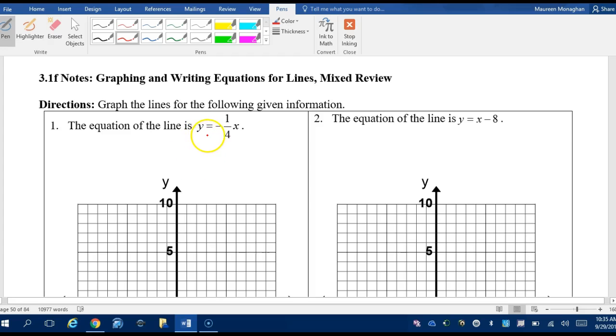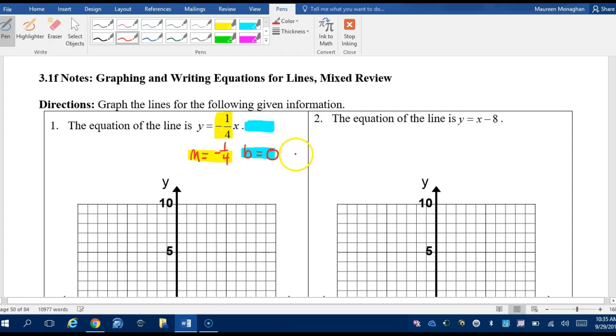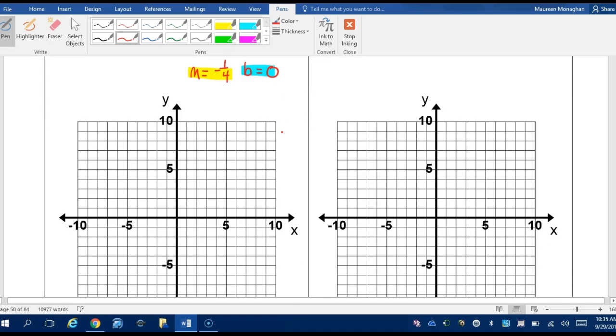Alright, this first one is y equals negative 1/4 x. That's it, negative 1/4 x. There's no plus anything, so we don't have a y-intercept. Alright, so let's go ahead and do this. And let's name our slope, which is negative 1/4. But if there's nothing there, we would have to write it as 0. So we have a slope of negative 1/4 and a y-intercept of 0.